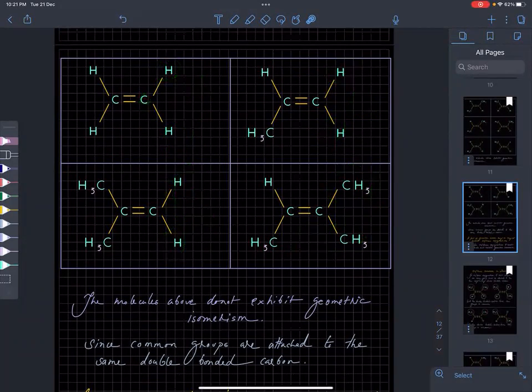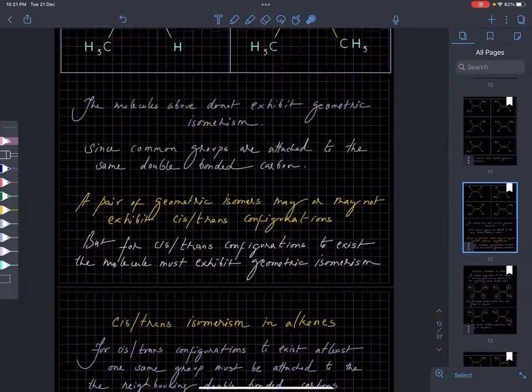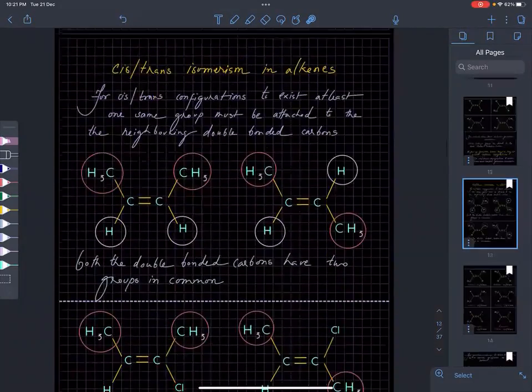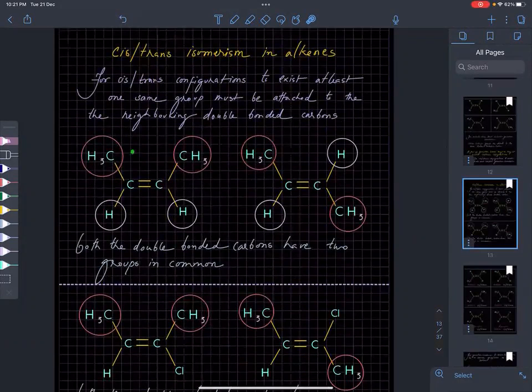Two same groups, no. Okay, fine. What about these two? So they can first show. Let us give them names. These two are actually geometrical isomers of each other. Now, when we have geometrical isomers, we can give them a designation. We can name them either cis or trans.